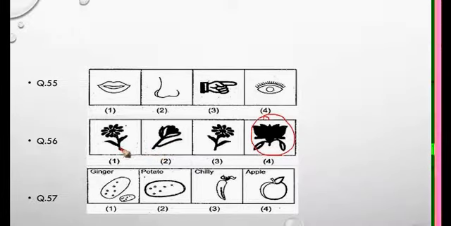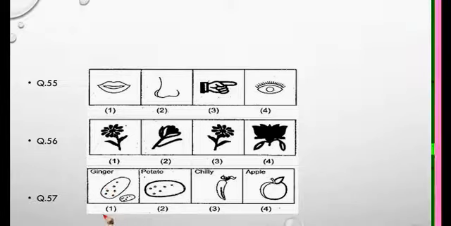Whereas in case of options 1, 2, and 3, these are flowers which grow in mud or plain earth. So option 4 is the answer for question number 56. Now let's go to question number 57.